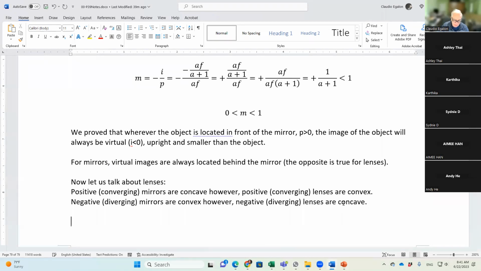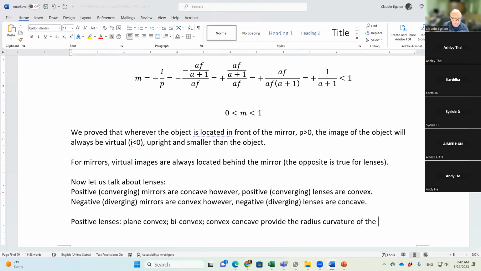Let us start with positive lenses. You can have a plane convex lens, plane convex, biconvex, and you can also have a combination of convex and concave lens, provided the radius of curvature of the convex surface is smaller than the radius of curvature of the other surface.